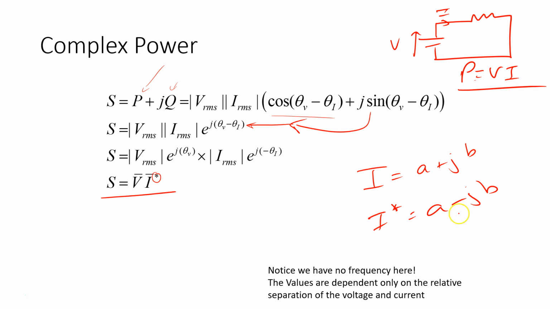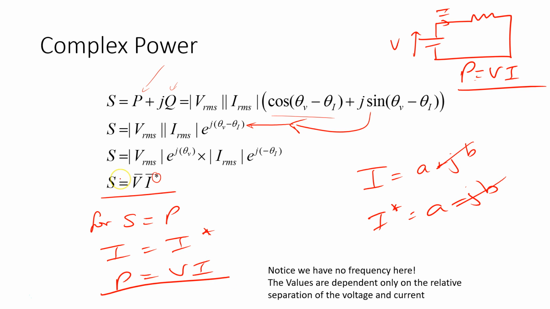But if B is equal to 0, then I is equal to I conjugate. So for real power alone, S is equal to P, I is equal to I conjugate, and this reduces to P is equal to VI from S is equal to VI conjugate.